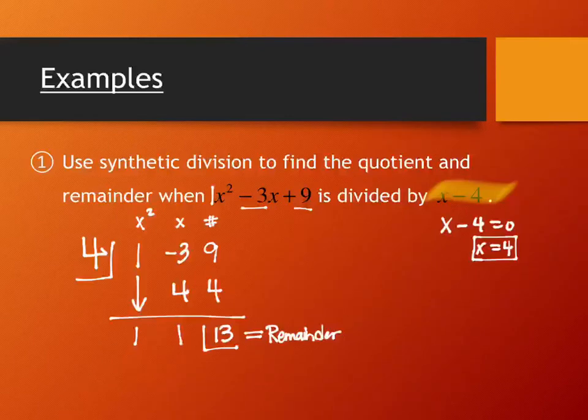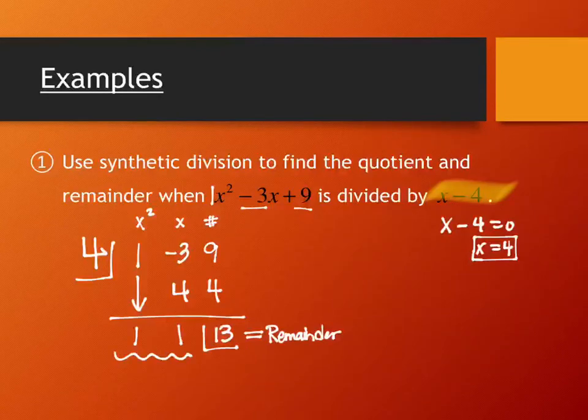But it does tell us a little bit more information, because we actually get the whole remainder, which is a 13. And that's what we were asked to find. Use synthetic division to find the quotient and the remainder. We found the remainder. I'm sorry, I didn't write the quotient yet. The quotient comes from this piece right here.